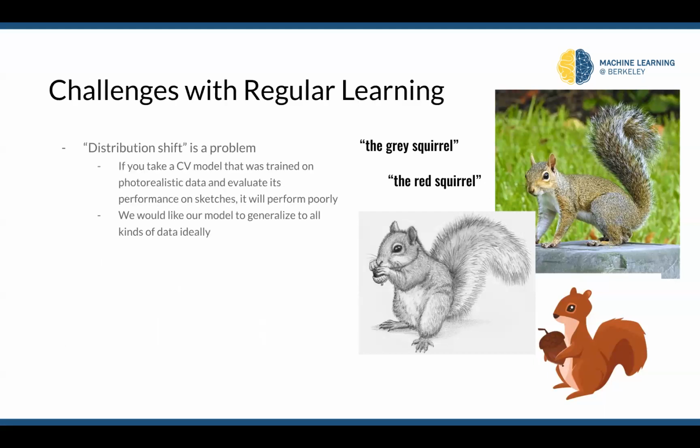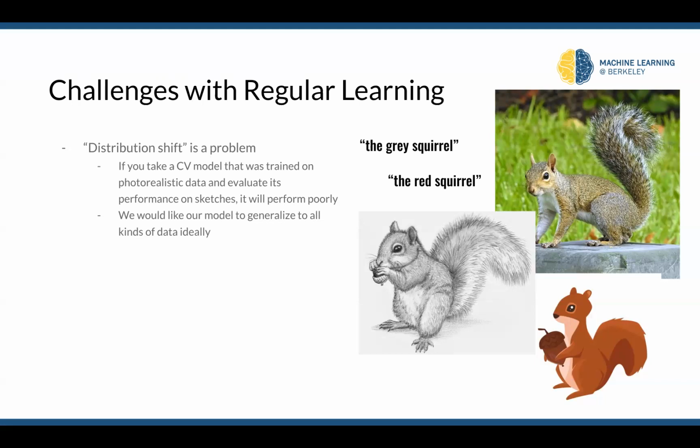So let's talk about why this is important to bring up. Distribution shift becomes a really big problem. If you have a computer vision model that was trained on maybe photorealistic data like ImageNet, and you say, okay, how well does it do at identifying this image of a squirrel that's been hand-drawn, sketched? If we evaluate our computer vision model on sketches, it's very likely that we're going to do very poorly. And this is suboptimal. I mean, this image is clearly recognizable as a squirrel to any human. We'd really like our computer vision models to generalize to all kinds of data.